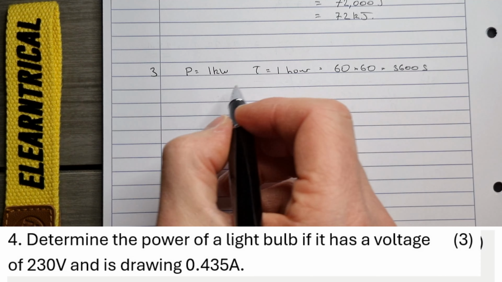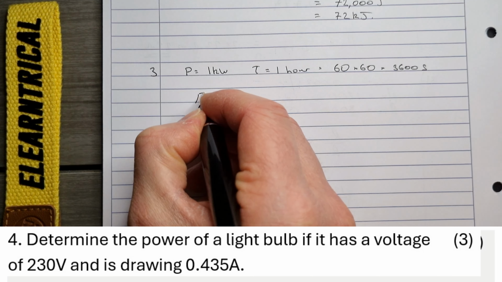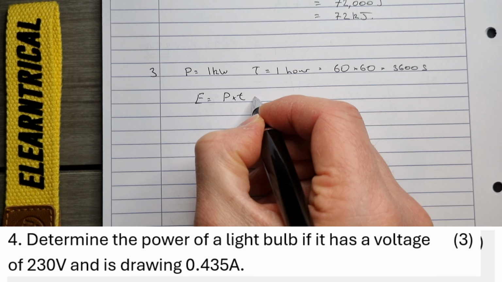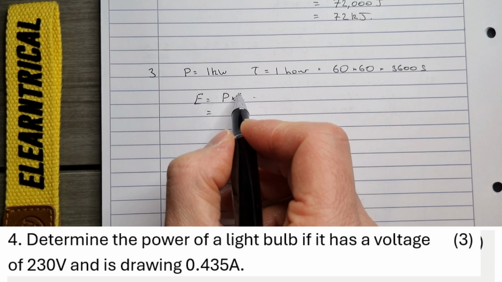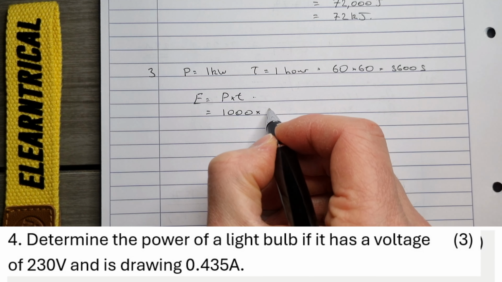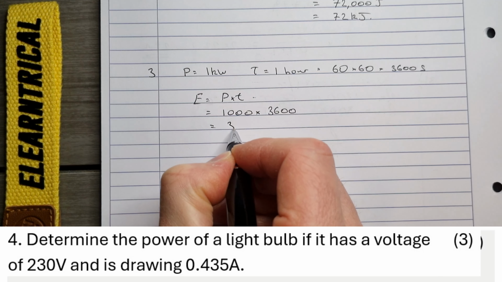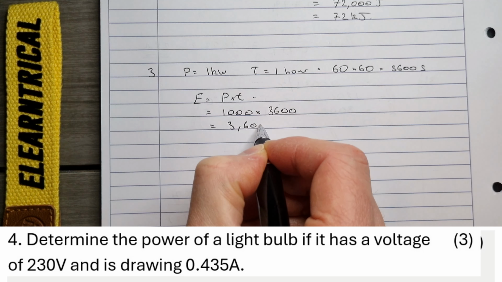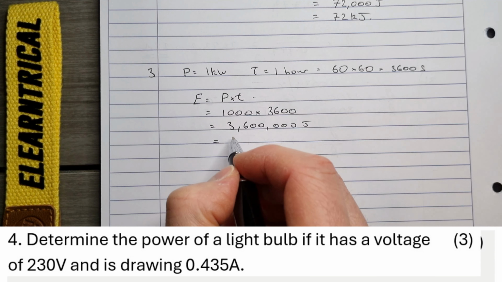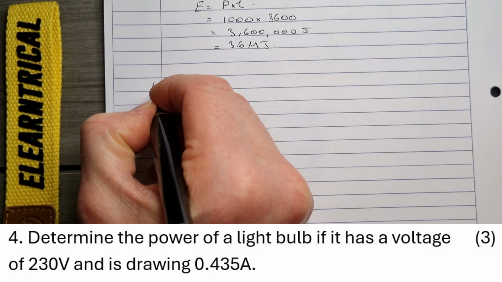To get the total amount of energy used, consumed, or converted if you like, our energy is equal to our power times time, E equals PT. So we can go ahead and substitute our values in here of our power of 1,000 watts multiplied by our time of 3,600. And that gives us a grand total of 3,600,000 joules, or 3.6 megajoules.